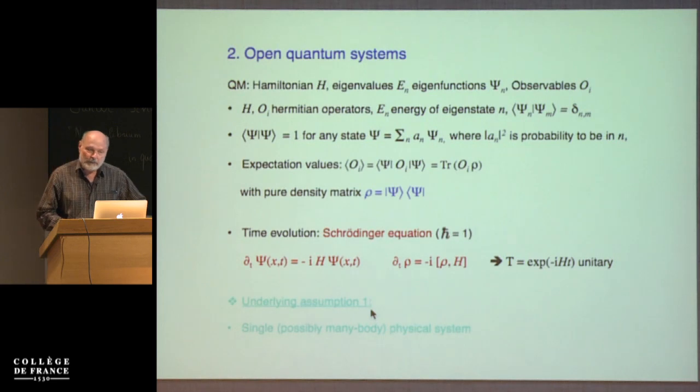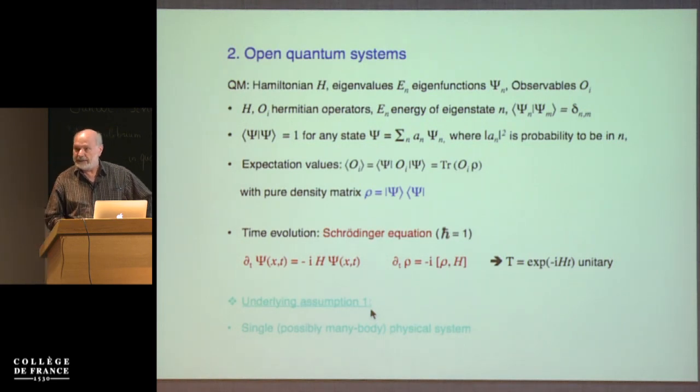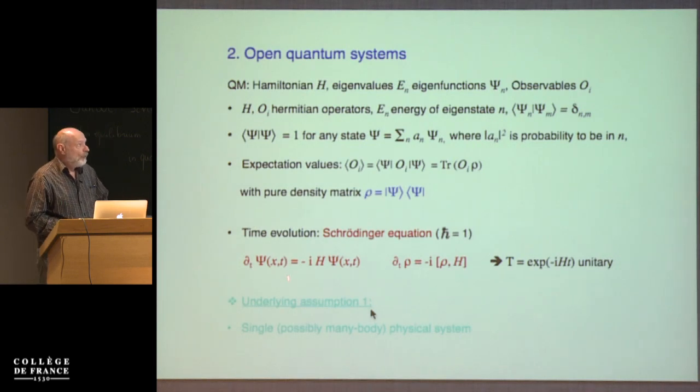Now, we want to talk about open quantum systems. So first of all, what is an open quantum system? How do I describe it? Let me go back to just normal quantum mechanics, as a reminder. In quantum mechanics, we describe a physical system by a Hamiltonian, H, its eigenvalues and eigenfunctions, and then we have observables. These H and these O_i are Hermitian operators. The E_n, the eigenvalues, are the energy of an eigenstate n, and these wave functions are orthogonal and normalized.